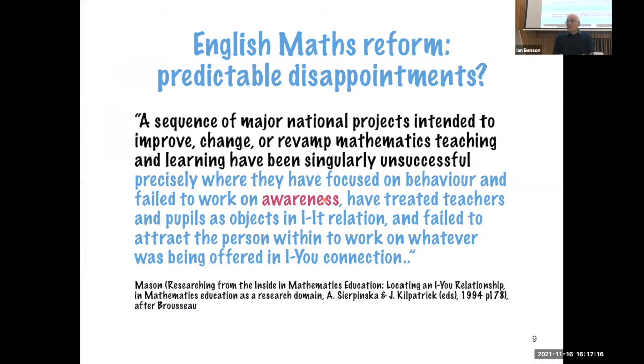Mathematicians who are familiar with Gattegno's work have argued that his theory of learning is important to address continued patterns of failure in national government reforms of mathematics. And one of my colleagues, John Mason, has put it this way. He said these projects fail because they focus on behavior. That is to say, they regard mathematics as something that's going to be transmitted to the child, like a waterfall, rather than treating teachers and pupils as having a relationship with each other, and failing to attract the student to work on the mathematical situation that's being offered.